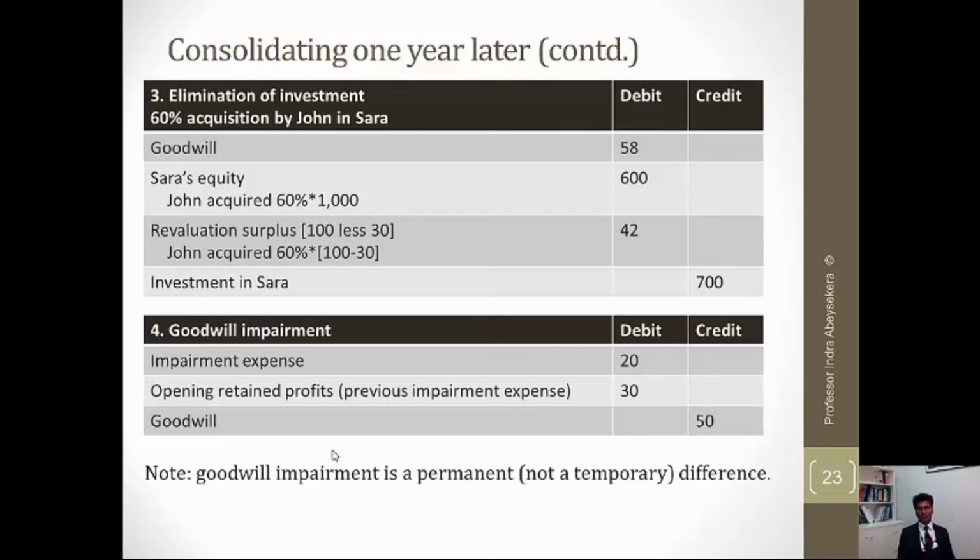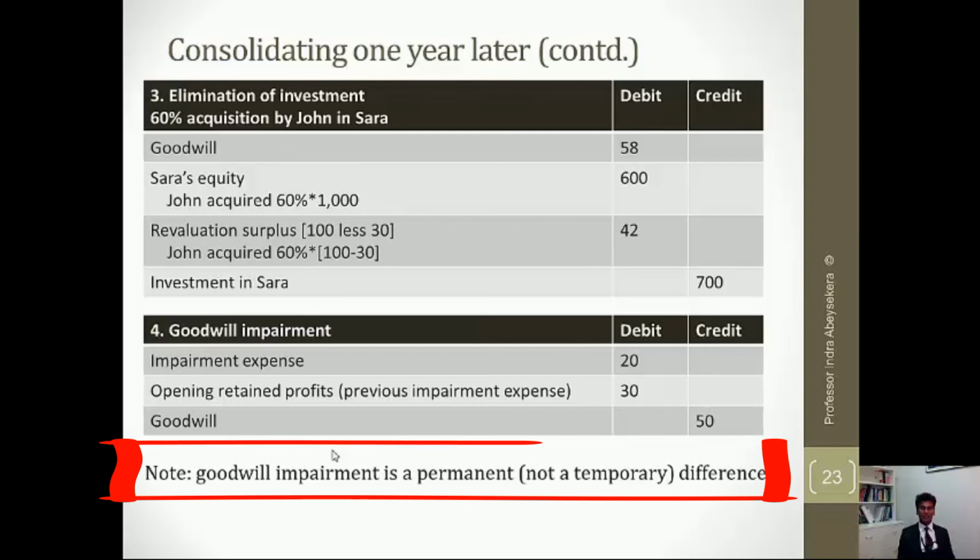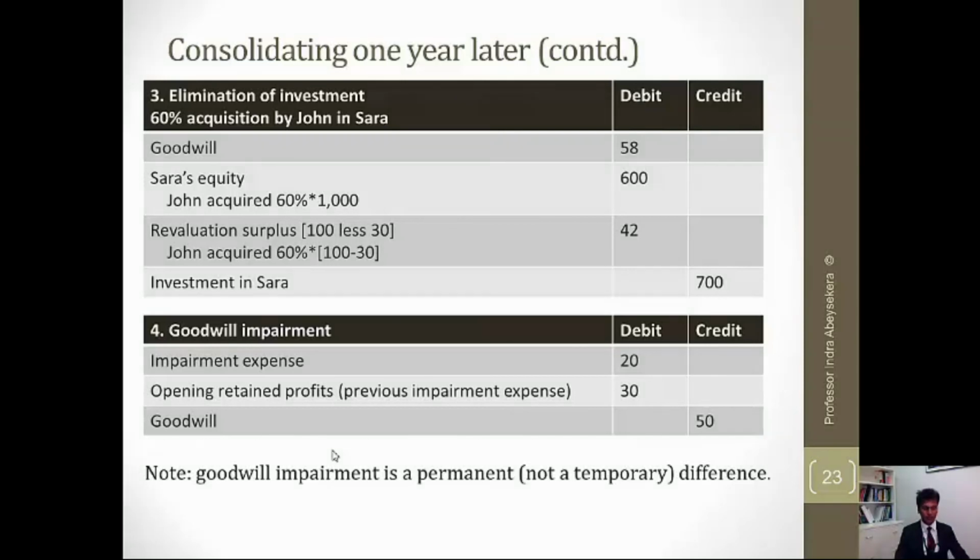Just for additional information, goodwill impairment is a permanent difference, and it is not a temporary difference.